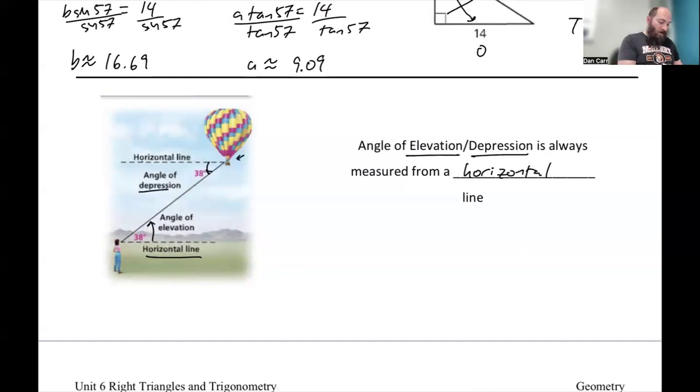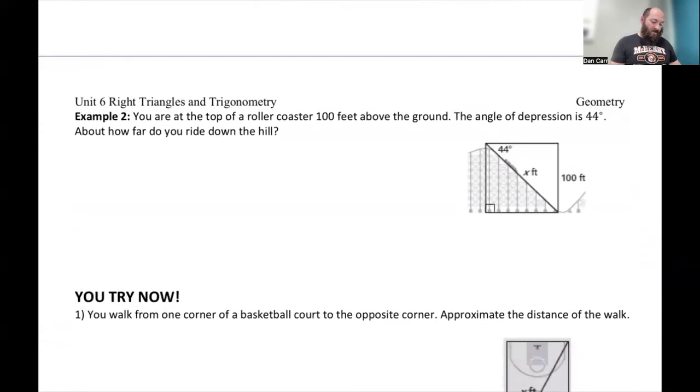Again, they're both horizontal lines. Because they're both horizontal lines, that makes these parallel lines. So that means the angle of elevation and angle of depression are always the same value, as long as you're labeling your diagram correctly. So this person looking up at 38 degrees is the same as this person looking down at 38 degrees. So we can use that on a problem like this.